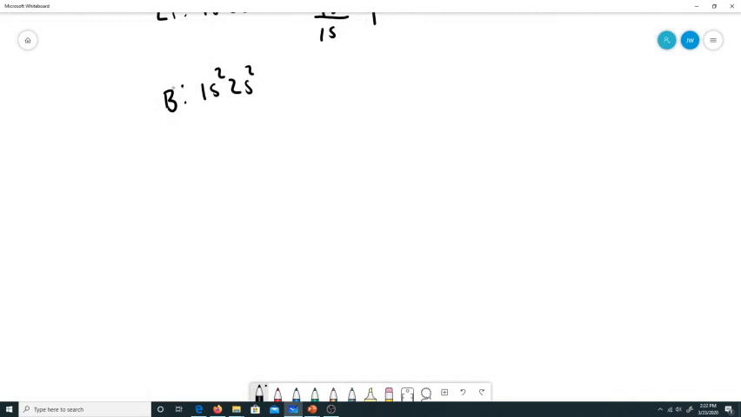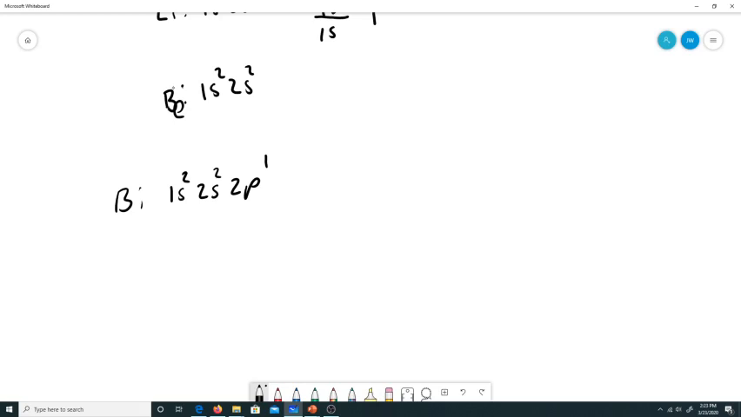This was beryllium, that was Be. Now I'm going to do boron. Boron has 5 electrons, so it's 1s2, 2s2, 2p1. So I have 2 electrons in the first orbital, 2 electrons in the second orbital, and 1 electron that goes in the last orbital.